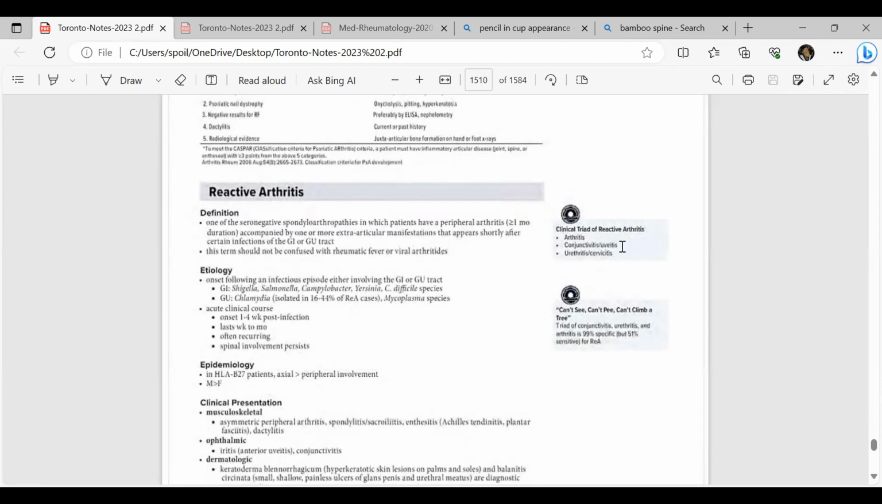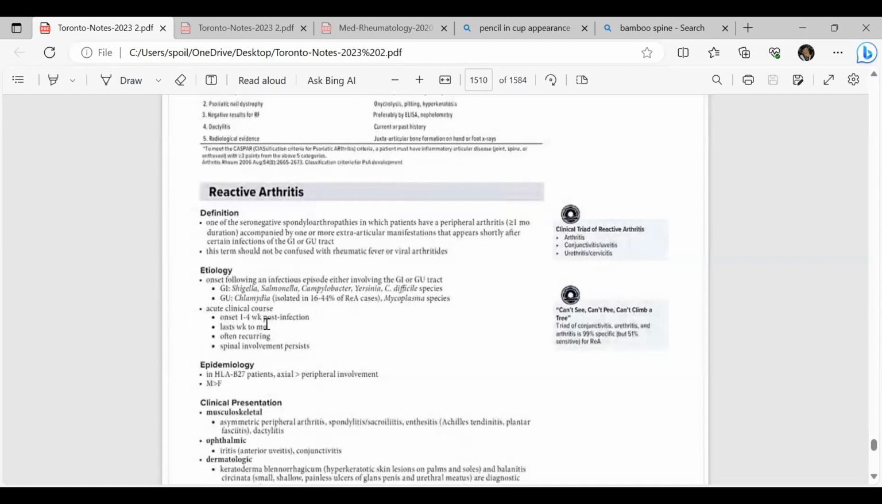Clinical triad of reactive arthritis is arthritis, conjunctivitis, and urethritis. Urethritis, cervicitis, conjunctivitis or uveitis. Arthritis, conjunctivitis, uveitis, urethritis, and/or cervicitis. Onset is usually after infection of the GI or GU tract, which is Shigella, Salmonella, Campylobacter, C. difficile species, Chlamydia, Mycoplasma species.